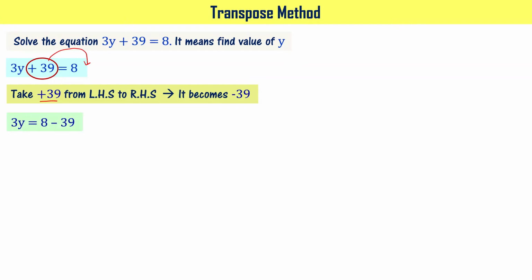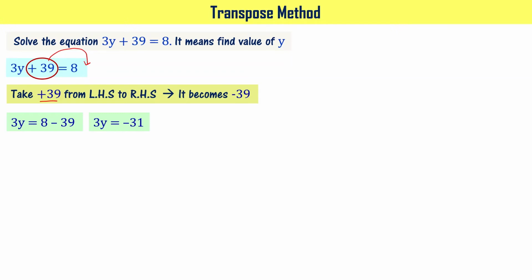Now the equation becomes 3y equal to 8 minus 39. You understood what does it mean by transposing plus 39 onto right hand side so that it becomes minus 39, right? So you simplify this such that you got 3y equal to minus 31. This is the equation we have seen already, right?